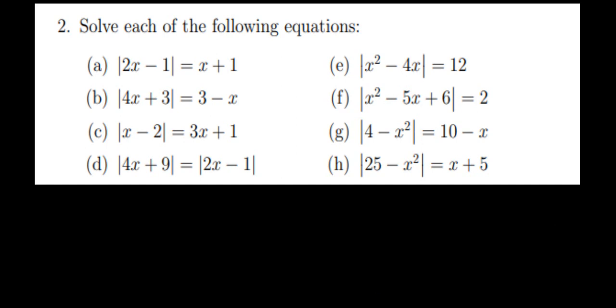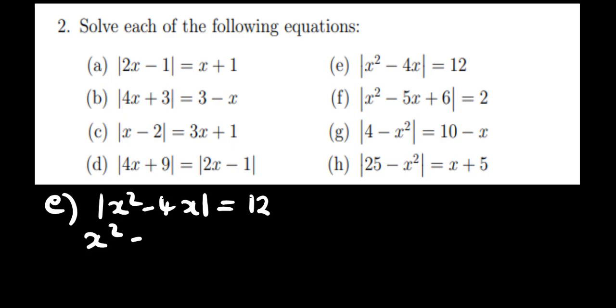Let's solve one that has a quadratic. Okay, so let me start with E, or let me solve E. So I've got the modulus of x squared minus 4x, modulus, is equal to 12. Okay, so it's the same thing. I'm just going to say x squared minus 4x is equal to 12, or x squared minus 4x is equal to negative 12.